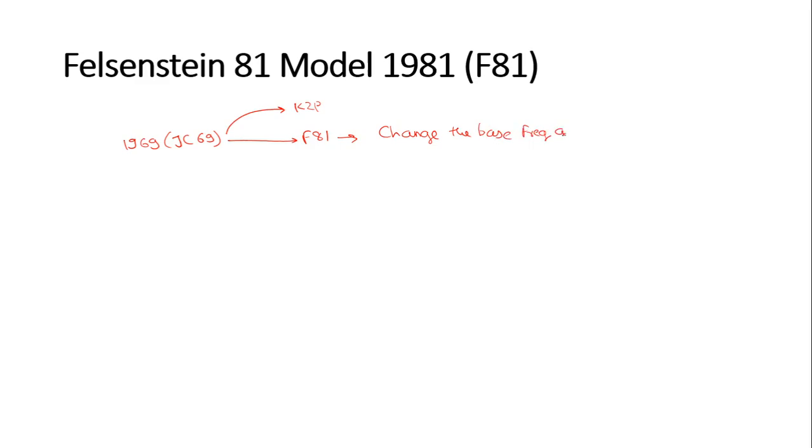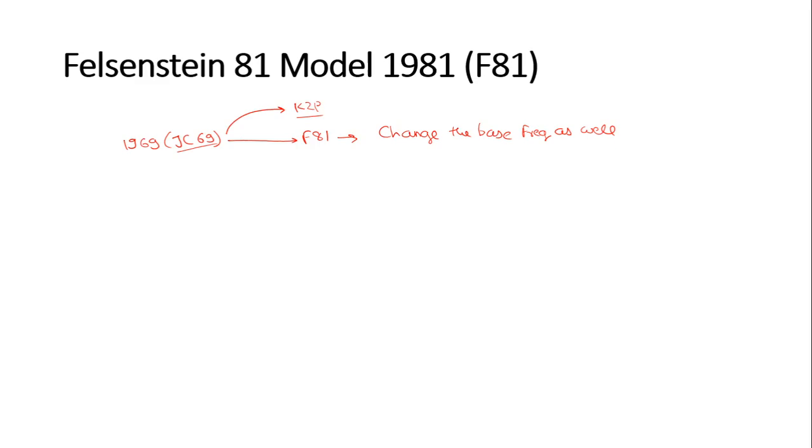Till now, only the rate of substitution was changed in the previous two models, that is K2P and JC69. But Felsenstein and his team decided to change the base frequencies as well. They tried to incorporate another layer of complexity by including natural base frequency, right?